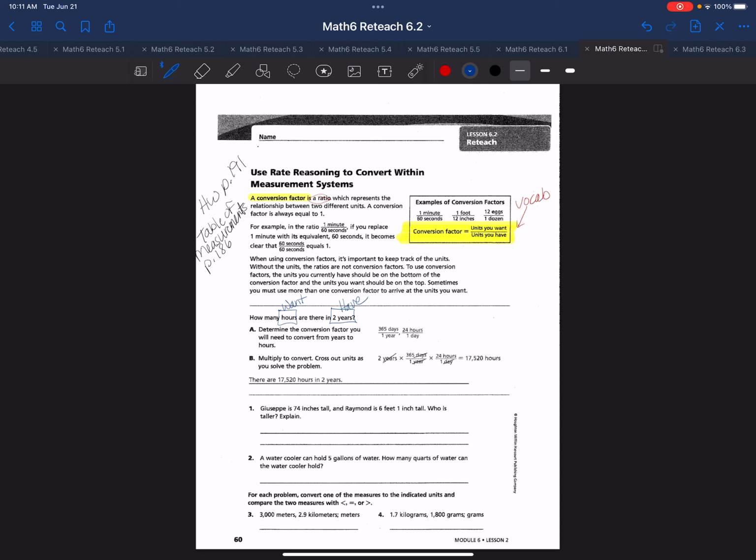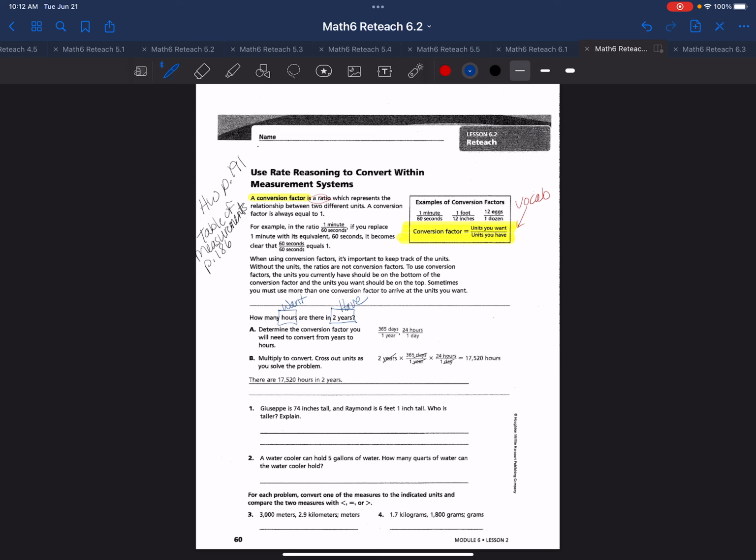Step 1, determine the conversion factor you will need to convert from years to hours. If you look at that table of measurements in your book on page 186, it gives you these factors: we have 365 days in 1 year and we have 24 hours in a day. For this example, we are going to need more than one conversion factor to arrive at hours.